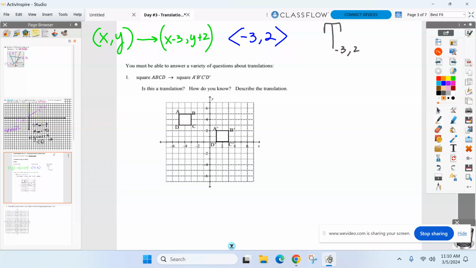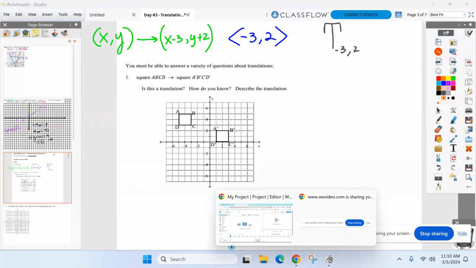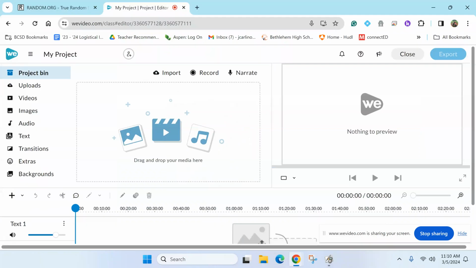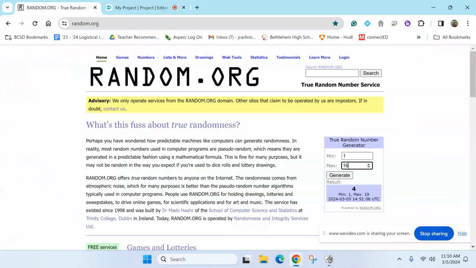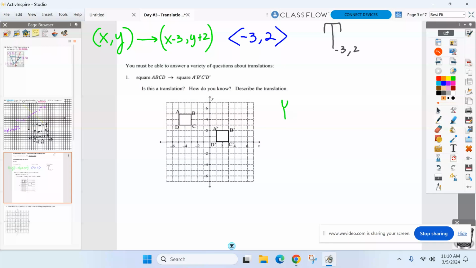So what do we think? Are we doing the same distance and direction for every point? I just want a yes or no here. That's all I'm looking for. Maybe or a maybe. Amy? Yes. Yep. So yes, this is a translation.